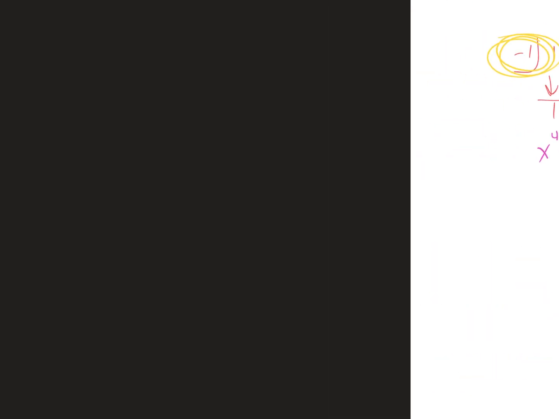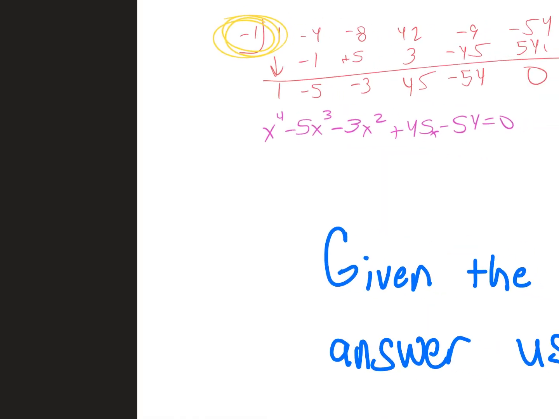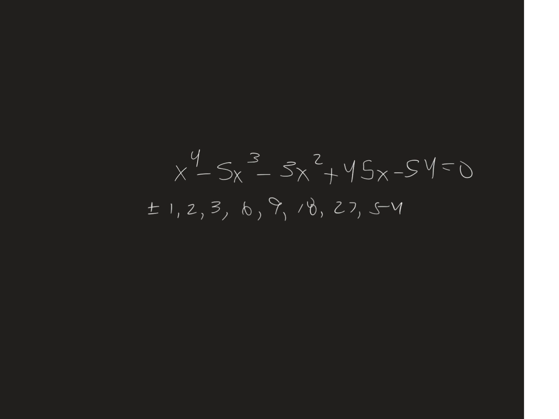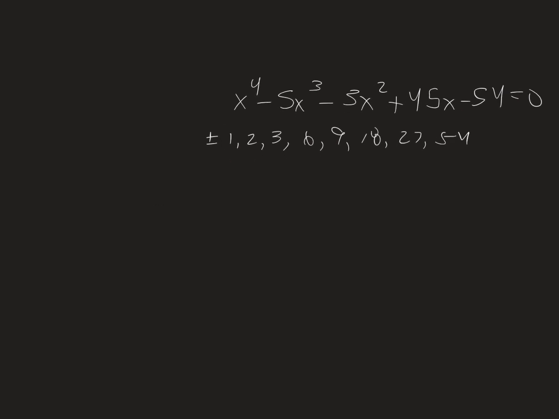So I'm going to do it over here so we have some room. What was it again? x to the 4th minus 5x cubed minus 3x squared plus 45x minus 54. Okay. So plus or minus 1, 2, 3, 6, 9, 18, 27, 54. Again, I know this is long, but I promise it'll work. So let's do our synthetic division. I'm going to start with 1.